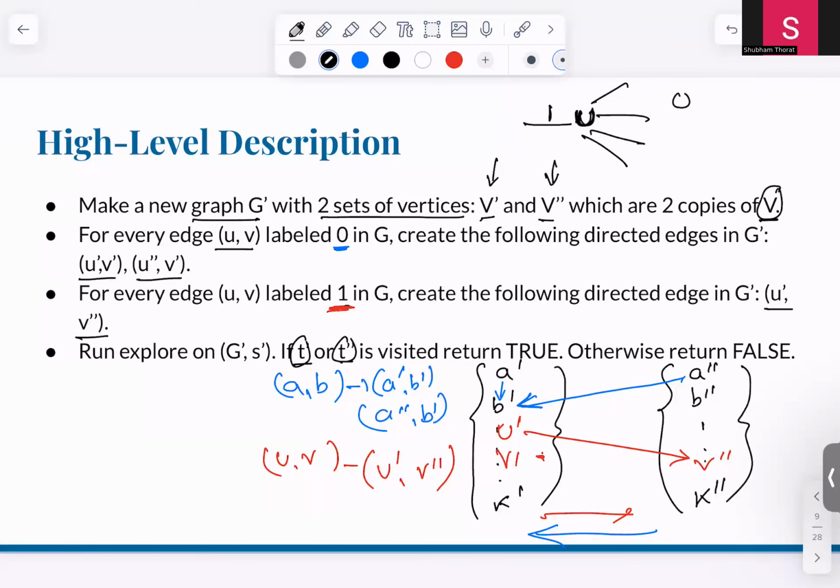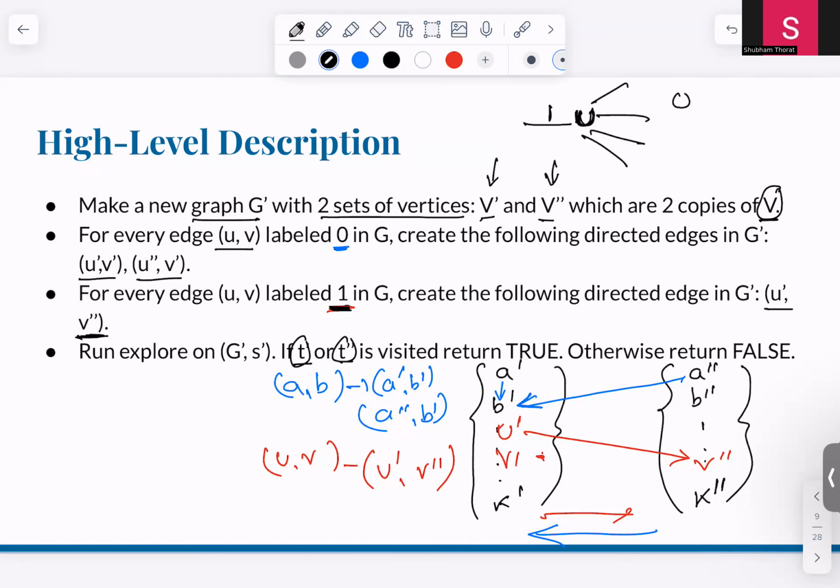So the vertices with double prime notation basically tell you that the last edge that you have seen in the path is a one labeled edge, right? Because you are at this V double prime only when you encounter a one labeled edge.